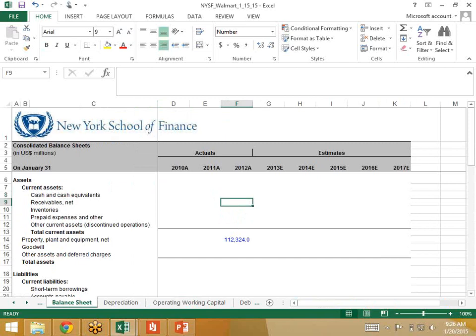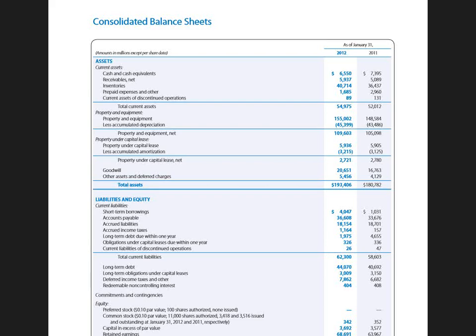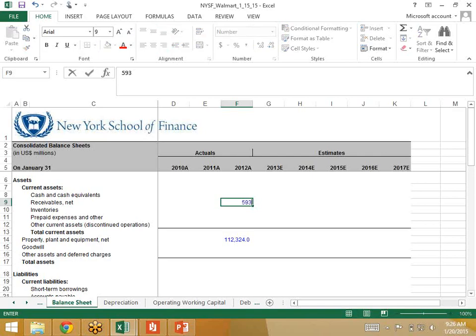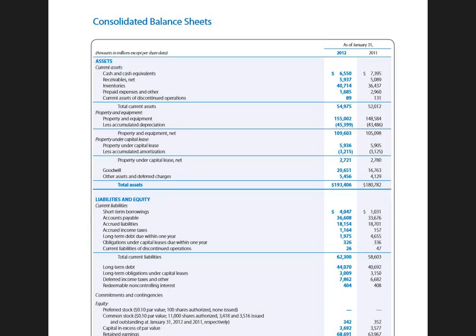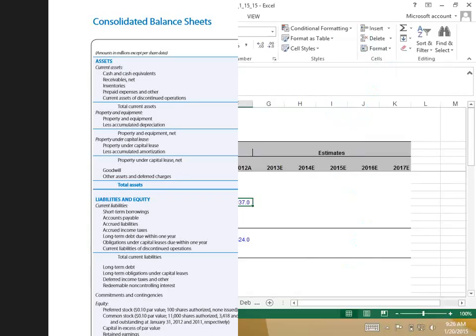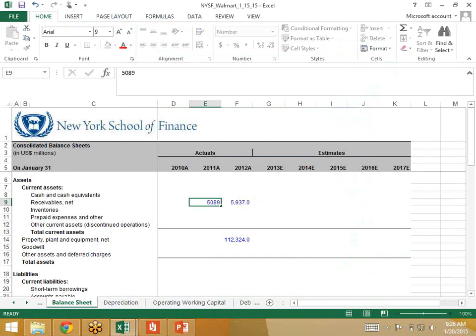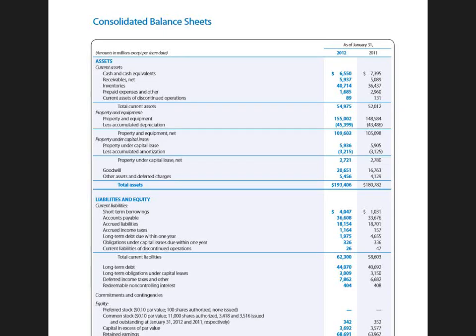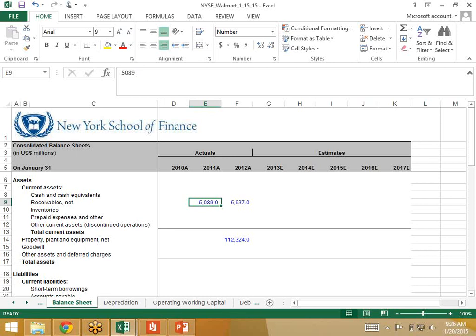So receivables, for example, let's just do receivables for now. I'm going to link in receivables. 2012 receivables is 5937. And you know what? I'm going to put in 2011 as well because we're going to do some averaging here. So why don't you hard code that in? Sorry, it's 5937, 5089. So 2011 is 5089 versus 5937. That's the receivable. So I'm hard coding them into the balance sheet.